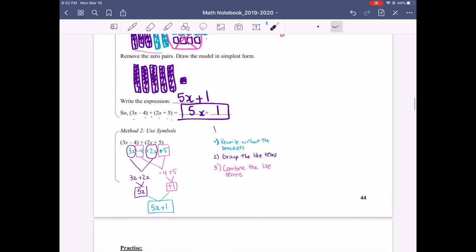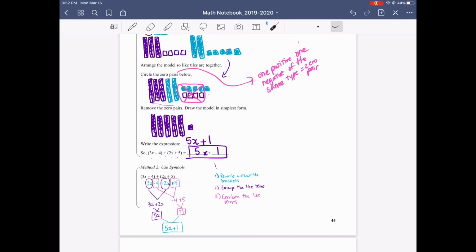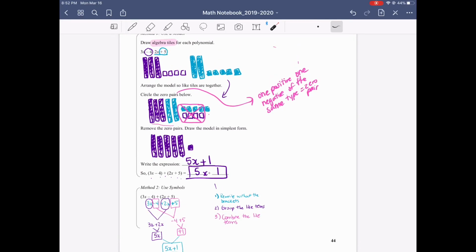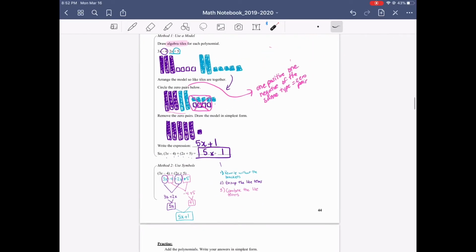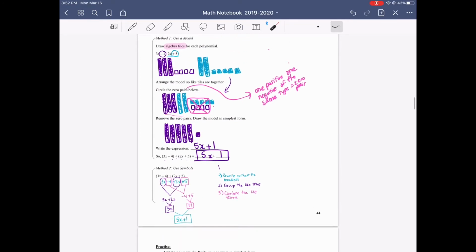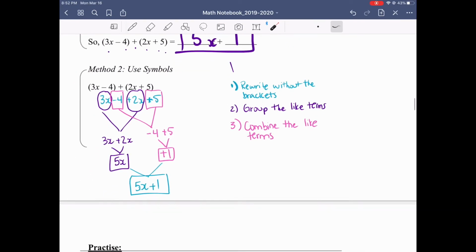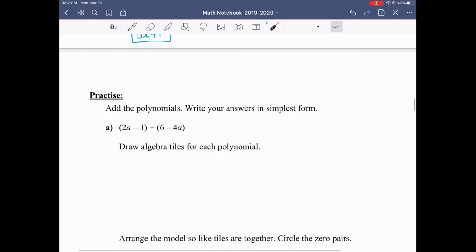So again, guys, with method 1, method 2, you can choose whichever method you like better. However, you do have to know the different algebra tiles, okay? You are expected to be able to draw algebra tiles. You're expected to be able to interpret algebra tiles. So it's important that you know both methods. But to actually solve a multiple choice question, you can use any method that you like.